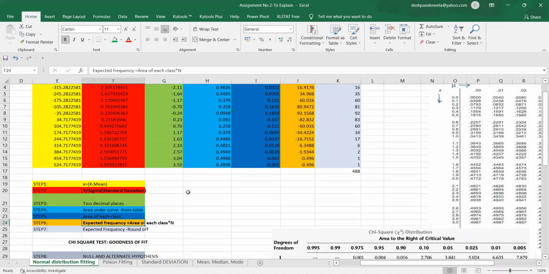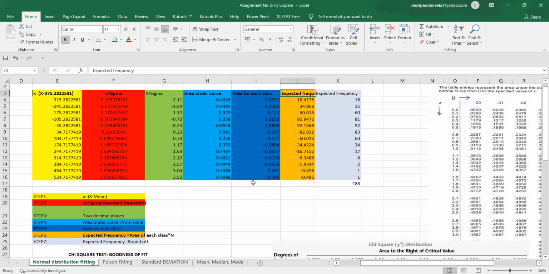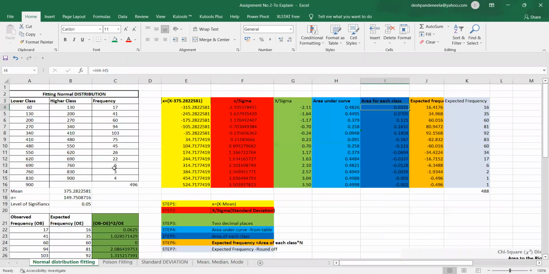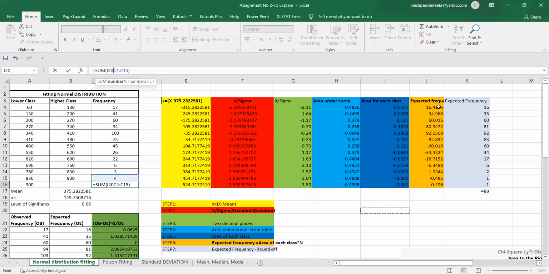Now the next step is expected frequency. And how will you calculate that expected frequency? Area of each class into n. Now what is n? N is nothing but our total frequency. How did we calculate our total frequency? As we did in the last session also, sum is equal to C4 by C5. So you can see here it's highlighted. So the total expected n is 496. So just multiply I4 into 496. I hope you know this particular operation now. And now here you can drag it down.